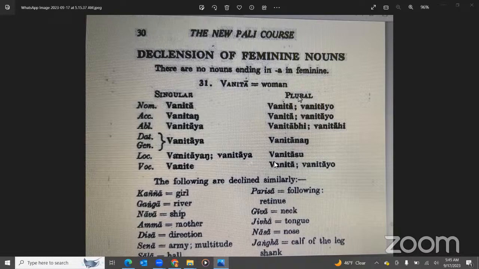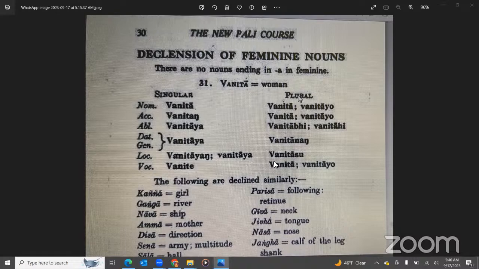And in the dative and genitive cases, you have vanitaya only for the singular, and vanitanang is the plural. And then if we move to locative, you have two forms: vanitayang, vanitaya, and vanita. So vanitasu. And then the vocative case, you have vanite, vanita, vanitayo.